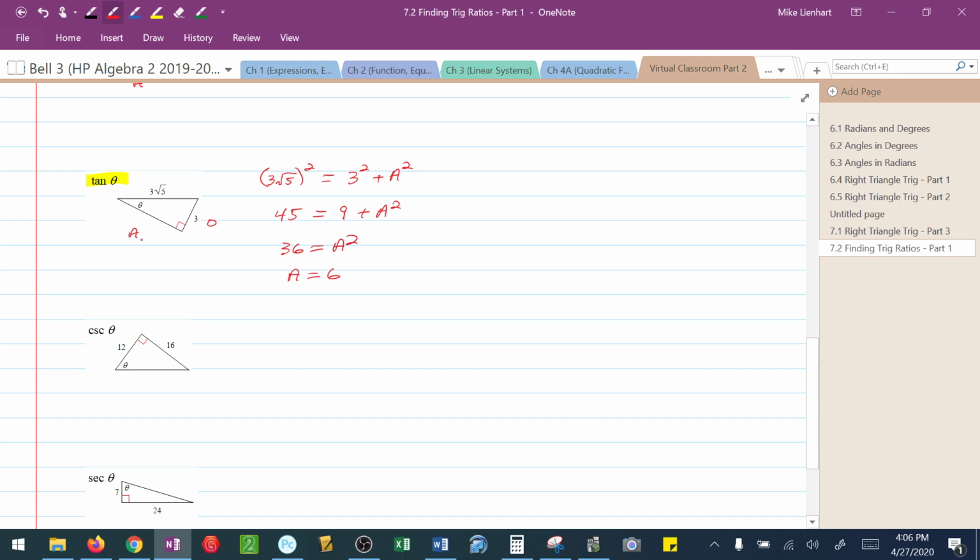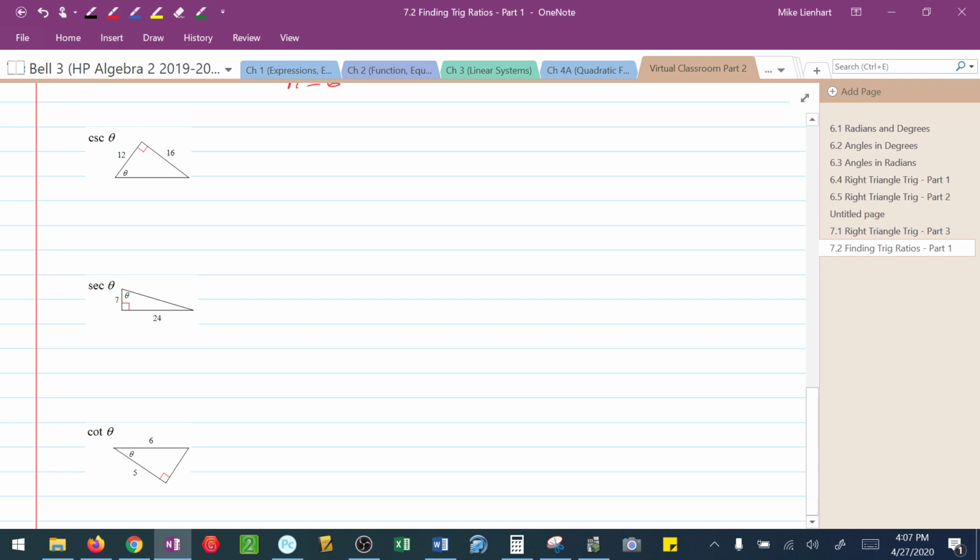So now I know a. I know that the tangent function would be opposite 3 over adjacent 6, or the tangent of theta is 1/2.